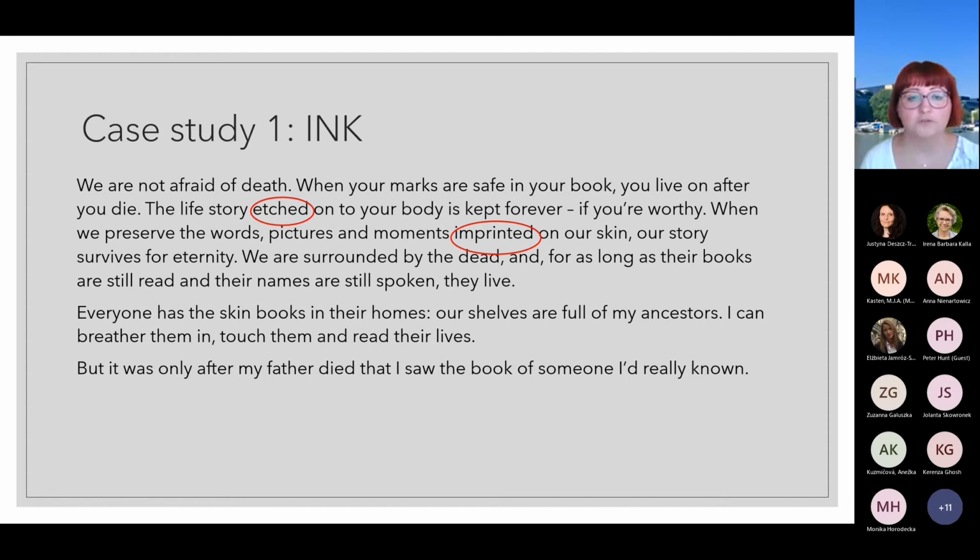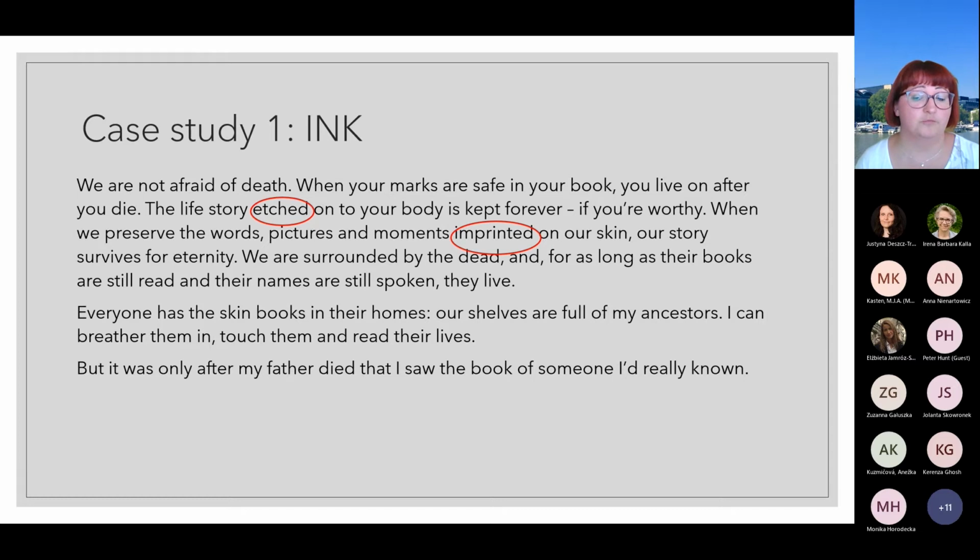And also notice that it's all about the community. So it's we are not afraid of death. We are surrounded by the dead. So we as a community, I believe what everyone else does, then it's everyone has skin books. Notice the physicality of I can breathe them in, touch them, and read their lives. So it's not I'm thinking about them. I can breathe them in from the skin.